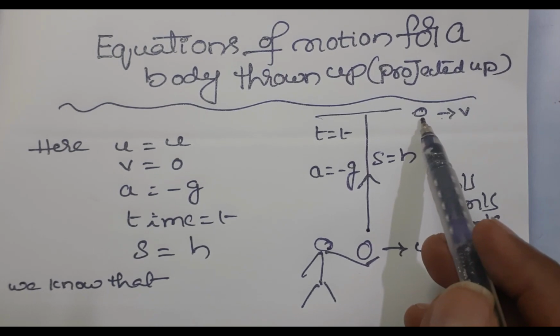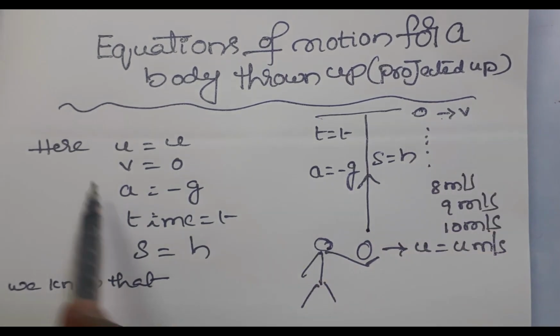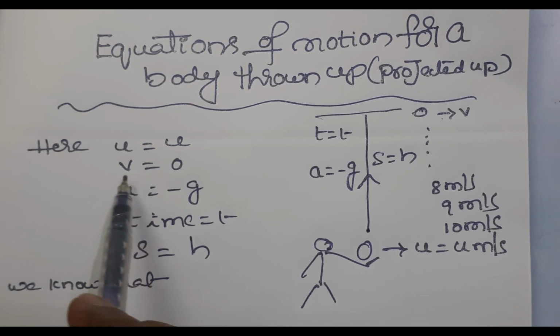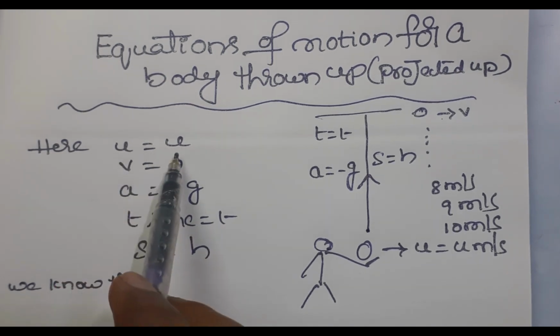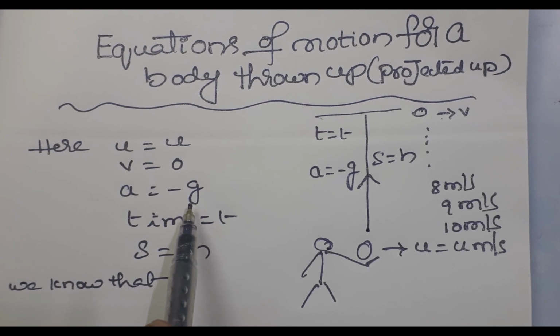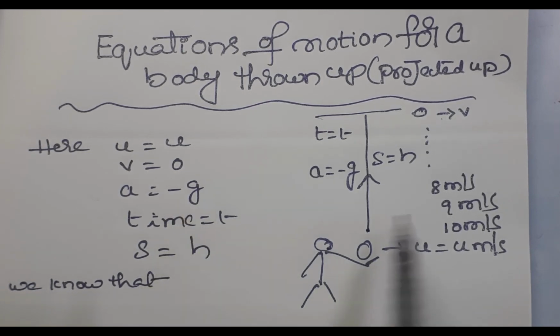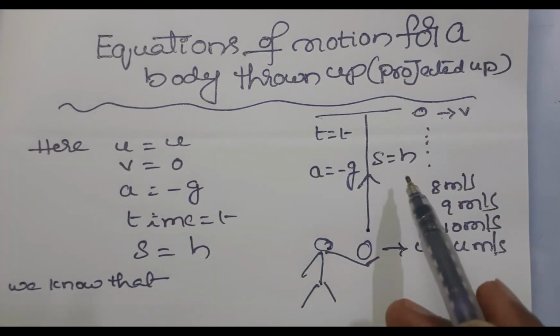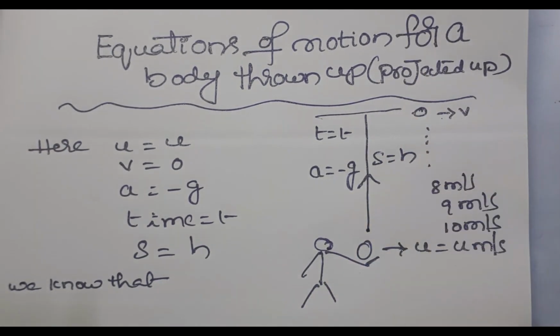On reaching maximum height, the final velocity is 0. So for every body thrown up or projected up, final velocity v is 0, initial velocity is u, acceleration due to gravity is minus g, time is t, s is h. Minus g means the body is moving up, but the gravitational force is acting in the downward direction on the body. That is why a is minus g, so the rate of change of velocity is in decreasing order.